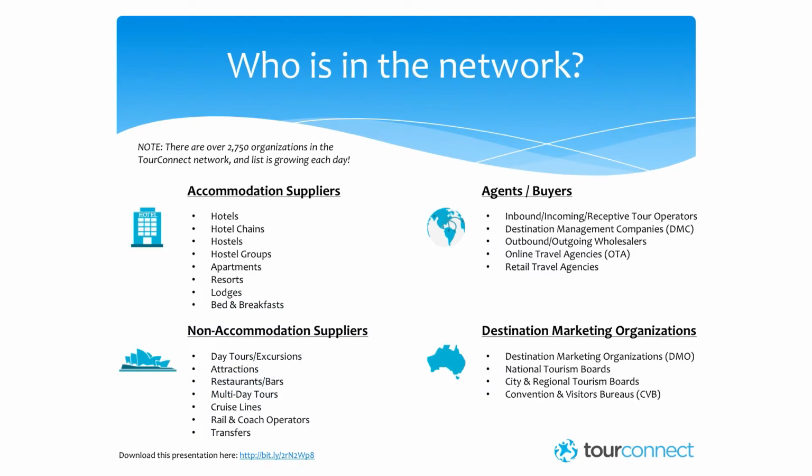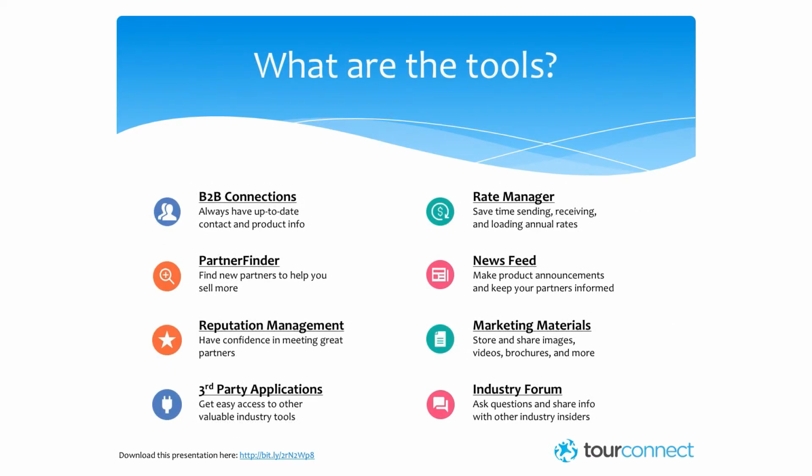The types of people in our network: we've got accommodation suppliers, non-accommodation suppliers like tours and attractions. We have agents from the inbound, outbound, all the way to the retail agents. And then also DMOs that we serve as well. So it's getting the entire distribution in one place. And then lastly would be the tools that we then support those members of our network with.